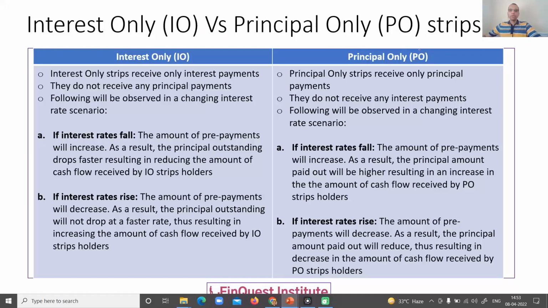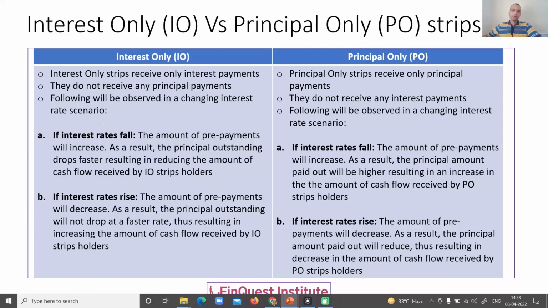Next is IO and PO strips, which is interest only and principal only. To understand them, we have created a small table giving the points of differences so that understanding this becomes very easy and straightforward. So starting with the IO structure or interest only. Interest only strips are going to receive interest payments. As the name goes, they are not going to receive any kind of principal, but just the interest payments.